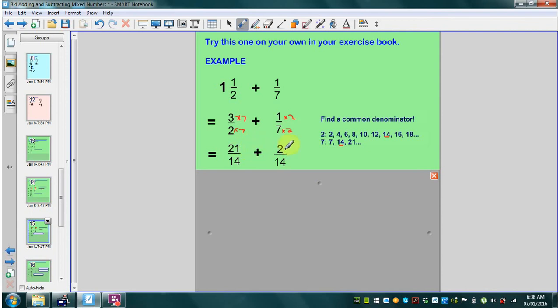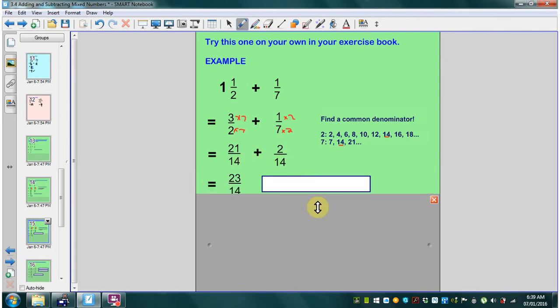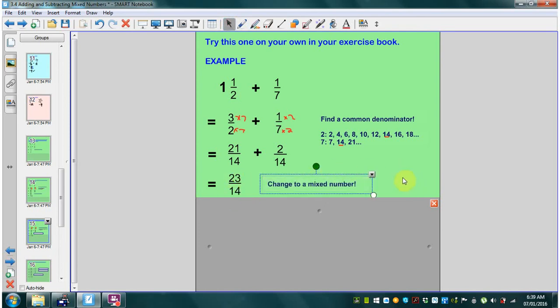We add these together. Top plus top. 21 plus 2 is 23. And we keep our denominator 14. So now we have an improper fraction. All that's left to do is to simplify it and change it to a mixed number.